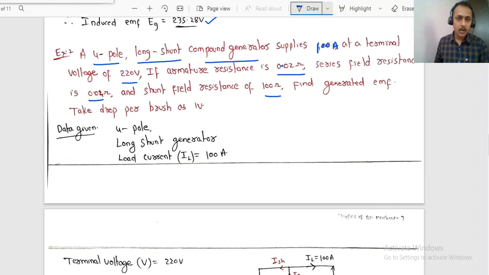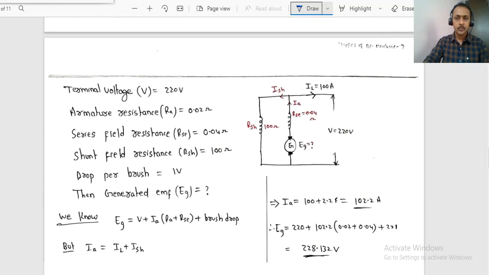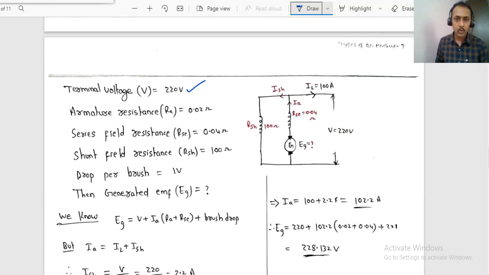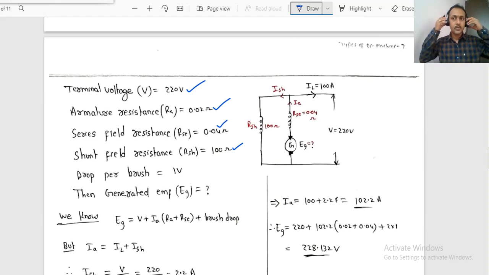Now the data given: 4 poles. Which type of generator? Long shunt. Load current IL 100 amps. Terminal voltage 220 volts. Armature resistance is specified in the problem, RA 0.02. Shunt field resistance RSH 100 ohm. Series field resistance RSC 0.04 ohm. Okay, 0.04 ohm. And from this he told us it is long shunt.